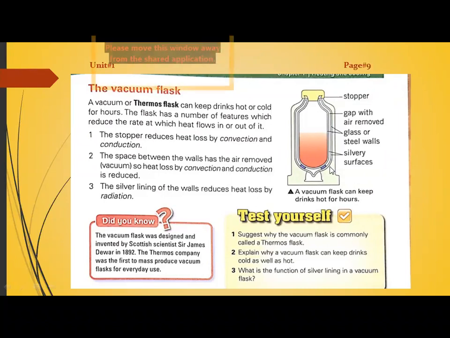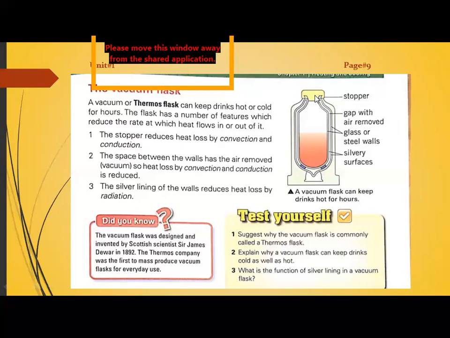These are also called silvery sides, and this is the bottom, and these are the supporting part of the flask. Now the stopper reduces heat loss by convection and conduction. This stopper reduces the heat loss by conduction and convection because it is directly connected with the liquid.